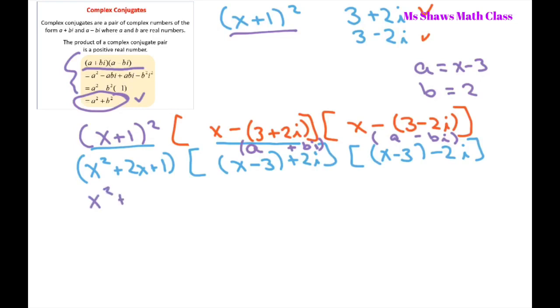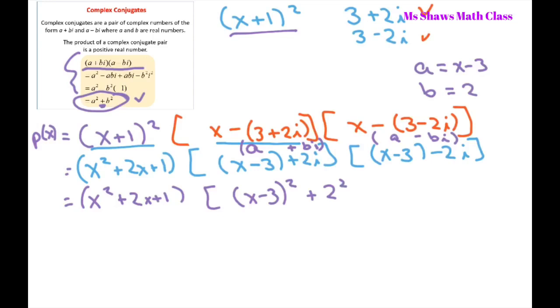X squared plus 2x plus 1. Again, this is our polynomial, p of x. All right. And then, so my a is going to be x minus 3, and you square it. Then you put the plus your b, 2 squared. So that gives us x squared plus 2x plus 1. And this part right here is just x squared minus 6x plus 9. Then you have the plus 4.